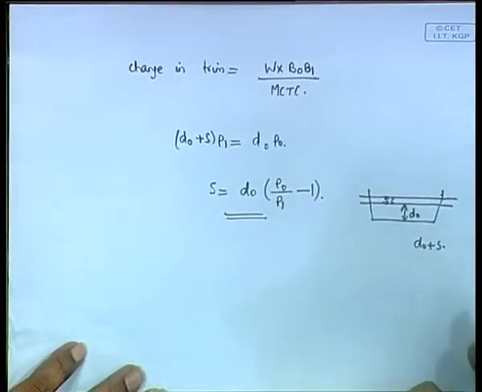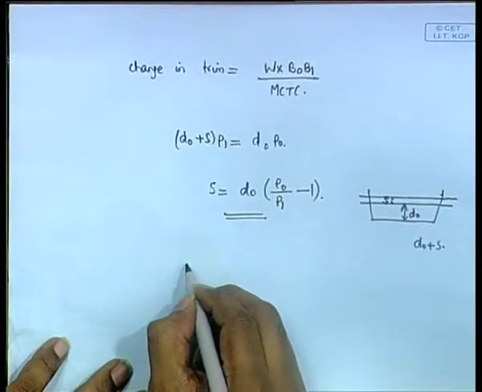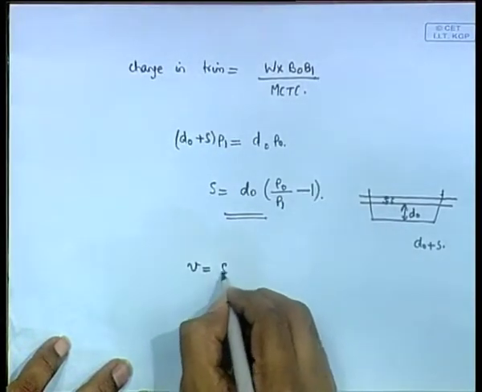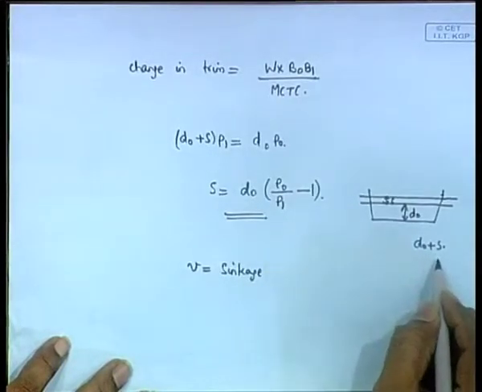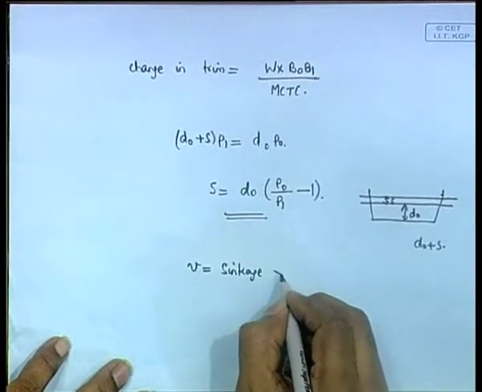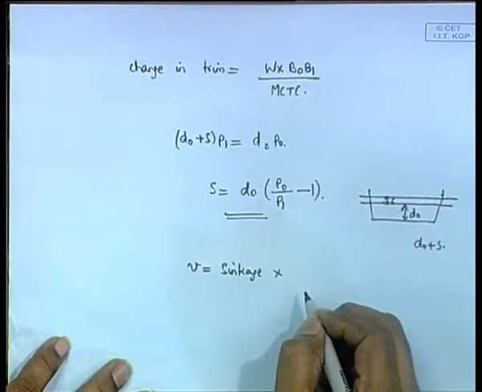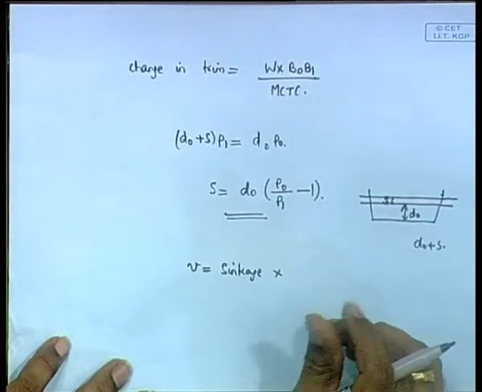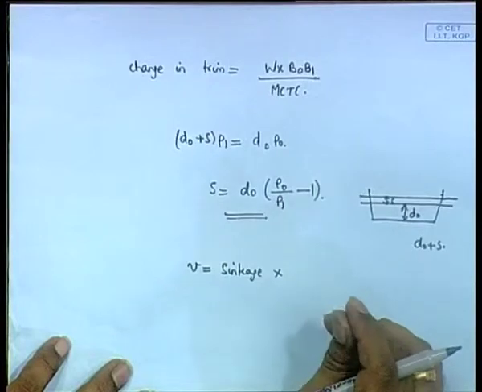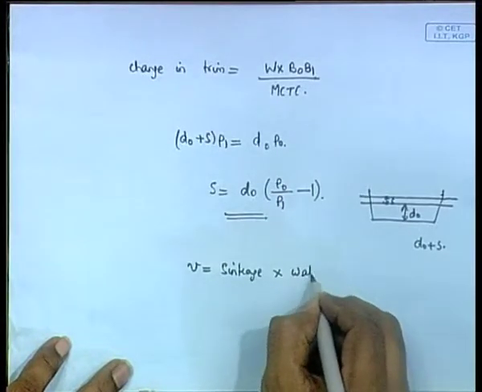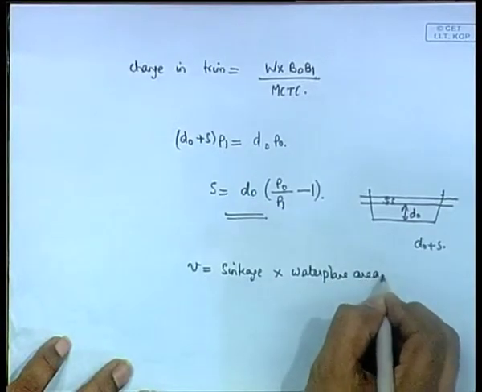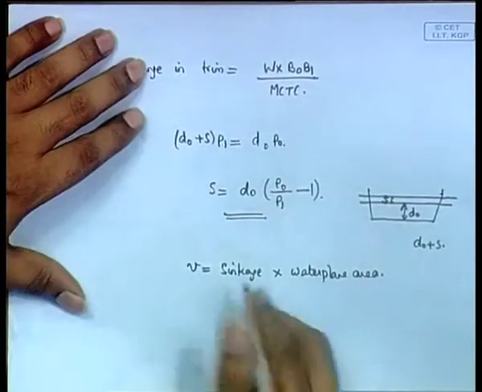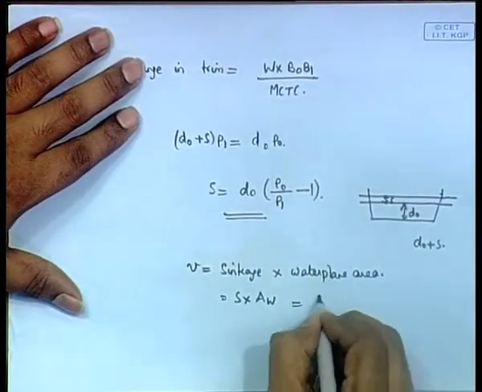Now, this increase in volume or the increment in volume can be found from V is equal to sinkage. S is your sinkage. Sinkage into, actually, what should it be? Sinkage into area, obviously. Which area? Water plane area. So sinkage into water plane area will give you the increase in volume, so this is like S into, let's write it as AW.